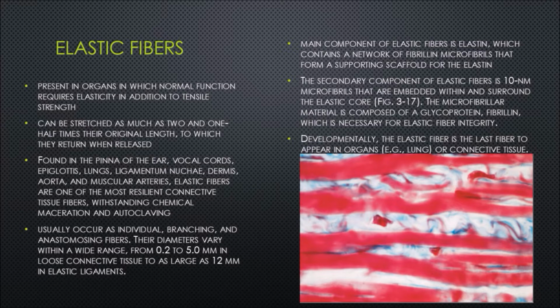The main component of elastic fibers is elastin, which contains a network of fibrillin microfibrils that form a supporting scaffold for the elastin. The secondary component of elastic fiber is 10 nanometer microfibrils that are embedded within and surround the elastic core. The microfibrillar material is composed of a glycoprotein called fibrillin, which is necessary for elastic fiber integrity. Developmentally, the elastic fiber is the last fiber to appear in organs or connective tissue. And the picture below is an example of an elastic fiber.